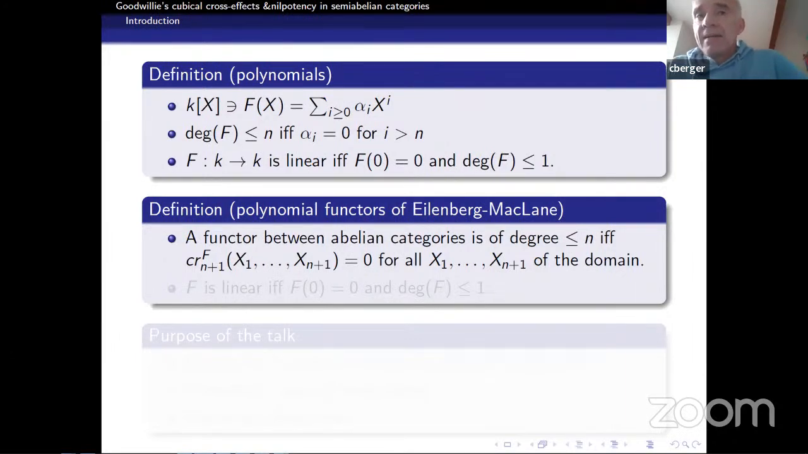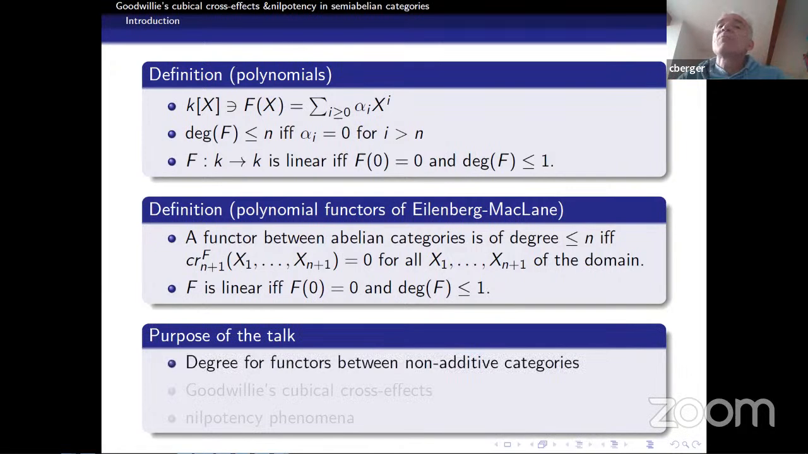I will not go into the definition of these cross effects of Eilenberg-MacLane. In any case, what is also true is that a functor is linear, so it preserves the binary sums, if it preserves 0 and if its degree is less than or equal to 1. So all higher cross effects vanish except the first one. The purpose of my talk is that I want to define in a precise way the notion of degree for functors between non-additive categories. I will use Goodwillie's cubical cross effects to do so, and I would like to relate it to nilpotency. So that's the aim of my talk.